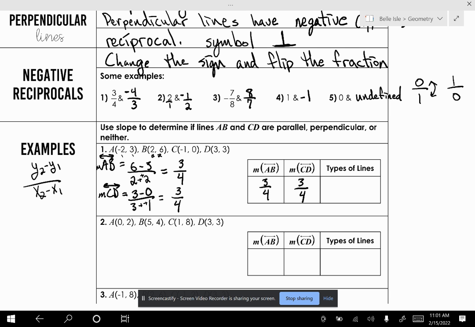So, what, Rocco? Yeah, so if they're both 3/4, then it's parallel. I was not saying it was none. I think we weren't listening. So I was saying you have three options. They're either parallel, perpendicular, or neither. Okay, this first one is parallel.